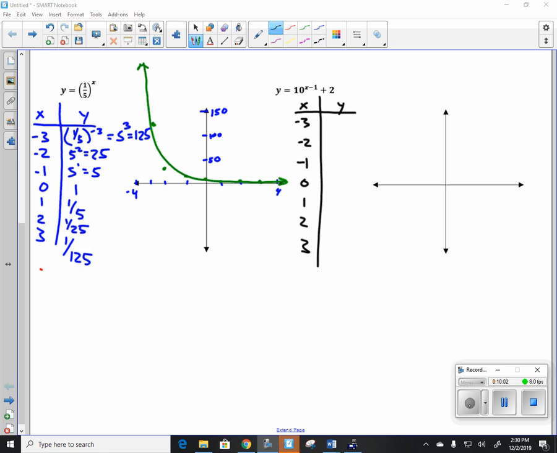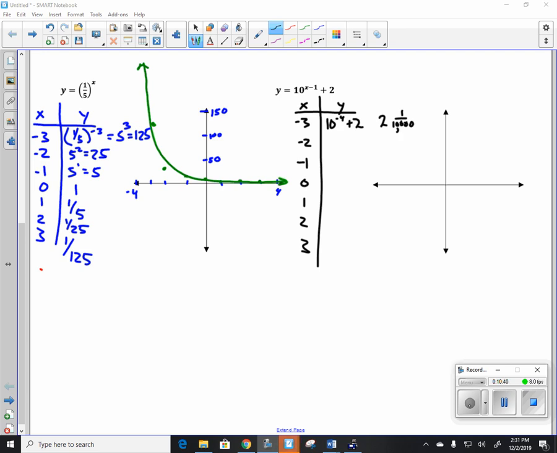Okay. I plug in -3. What's -3 minus 1? -4. So I get 10 to the -4th plus 2. What is 10 to the -4th? What's 10 to the 4th? 10 times 10 times 10 times 10, 10,000. So 10 to the 4th is 10,000. Then it's 1/10,000th. So the negative power would be 1/10,000th, correct? So we have 2 and 1/10,000th.